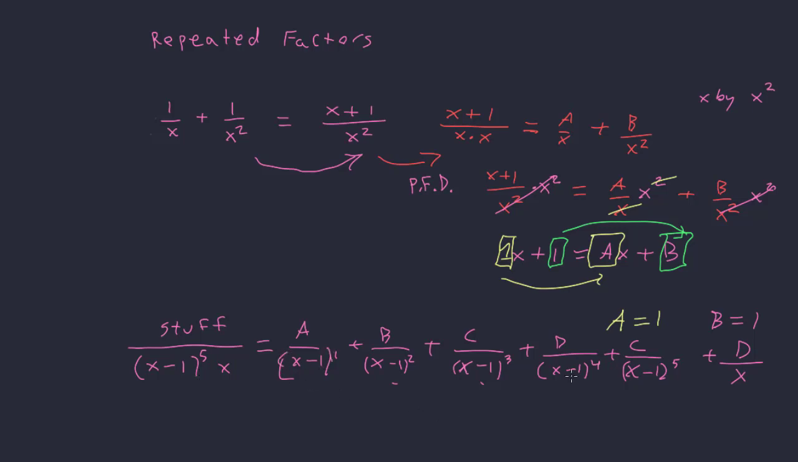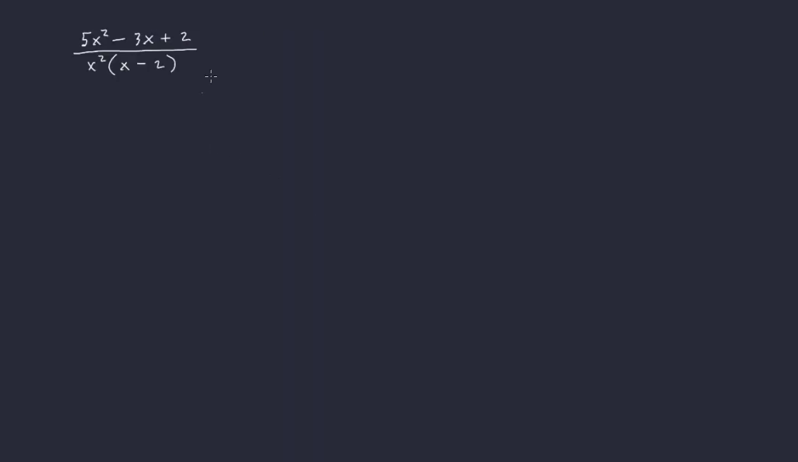Okay, so let's look at an example that is a little more complicated than this one. Okay, so here we have 5x squared minus 3x plus 2 all over x squared times x minus 2. So always our first step is to factor, but since this is completely factored already, I'm going to go ahead and just start with the partial fraction decomposition. So since we have a repeated factor here, we're going to repeat the factor. So we'll need an a over x plus a b over x squared. Then we have this factor, which is just a single linear factor, so that will just get a c over x minus 2.